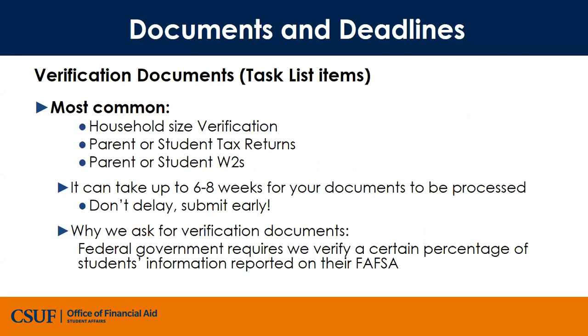Some of the most significant or commonly requested financial aid verification documents include the household size verification form and the parent or student tax return forms. Please keep in mind that it can take 6 to 8 weeks for your documents to be processed during our peak season, so do not delay your document submission.